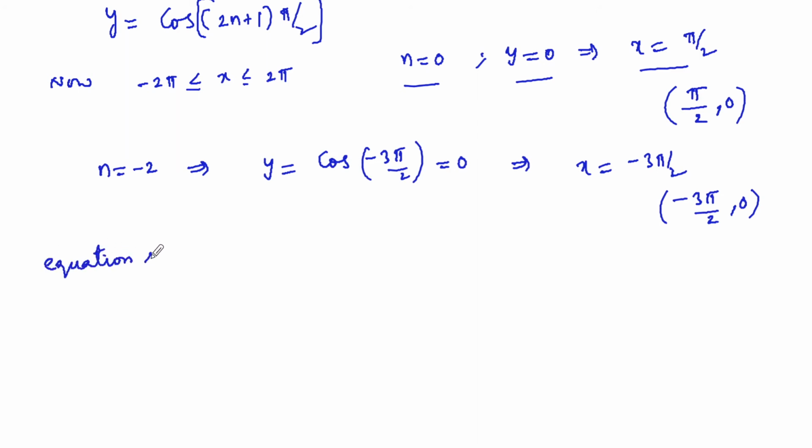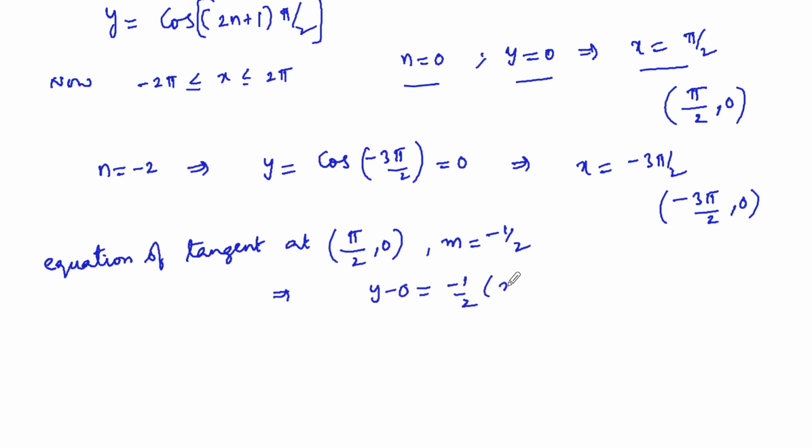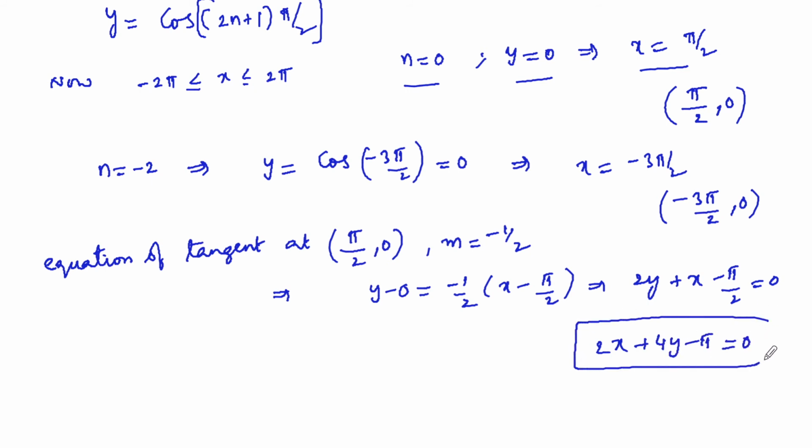Equation of tangent at pi by 2 comma 0 and slope is minus 1 by 2. So y minus y1 is equal to minus 1 by 2 times (x minus pi by 2), which implies 2y plus x minus pi by 2 is equal to 0, or 2x plus 4y minus pi is equal to 0. This is one equation.